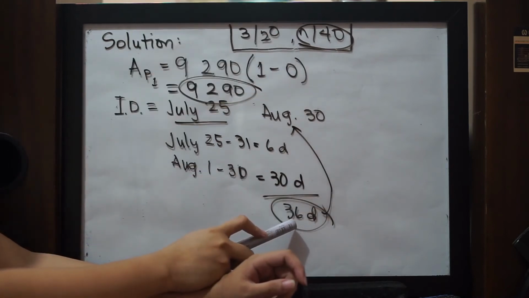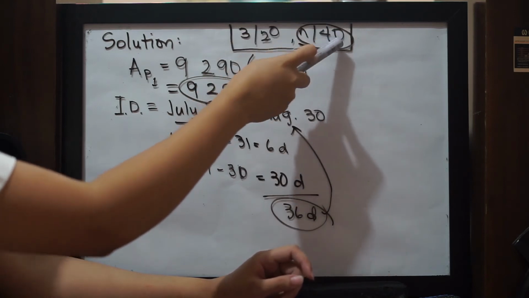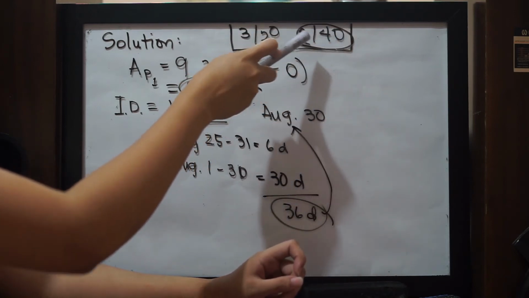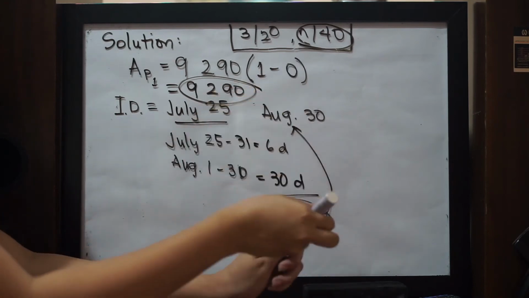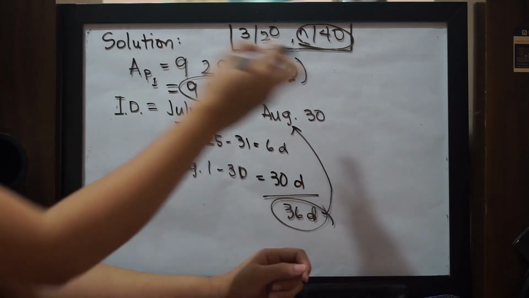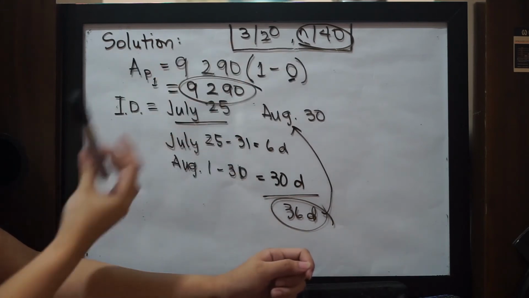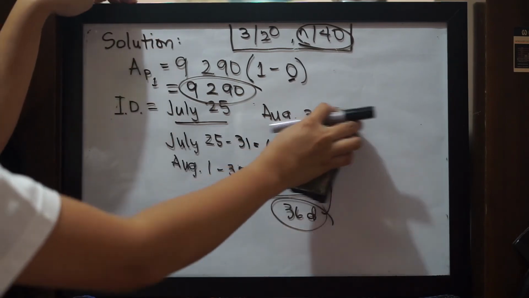Saan magpo-fall si 36 days? Dito na sa term na N40. And since ang kapartner ng 40 natin is N, automatic na discount rate is equivalent to 0. That's why we put 0 as the discount rate. Simplifying this equation, we will come up with 9,290. And that's it for scenario number 1.